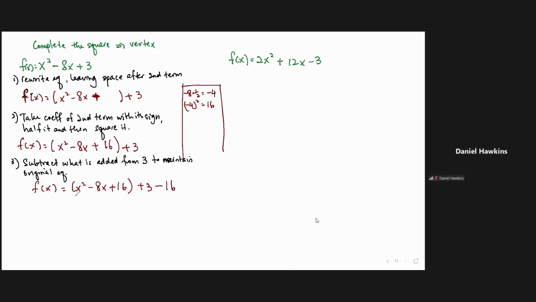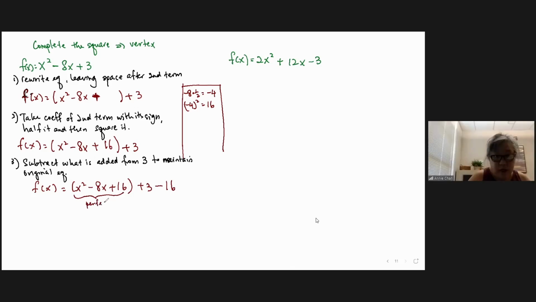Okay. So now this is the perfect square. I'm going to rewrite this as f of x equals x. Now, how do I get 16? I got 16 from squaring negative 4. Minus 4 squared, then 3 minus 16 will be minus 13.